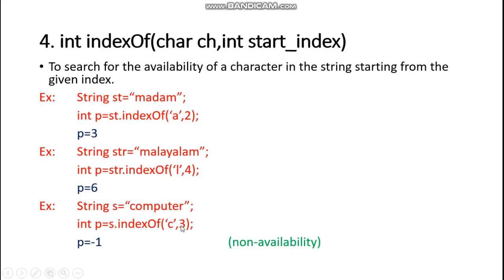And here I'm checking with the starting index 3: 0, 1, 2, 3. From P, I'm checking whether C is there. No, C is not there, so I will get the value as -1. -1 means there is no such letter, that is, non-availability. It shows the non-availability.